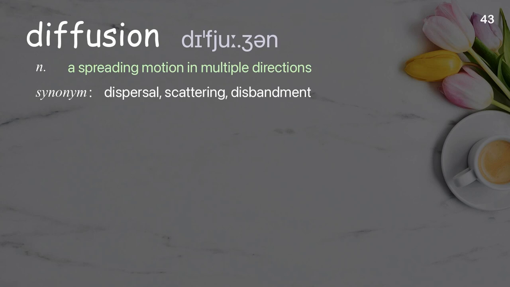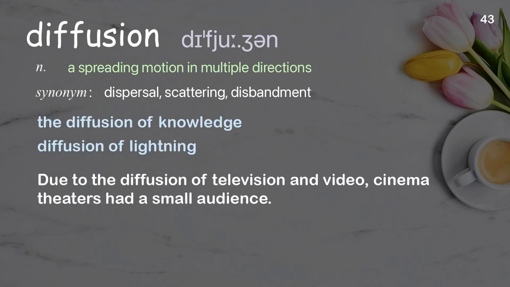Diffusion: a spreading motion in multiple directions. Examples: the diffusion of knowledge, diffusion of lightning. Due to the diffusion of television and video, cinema theaters had a small audience.